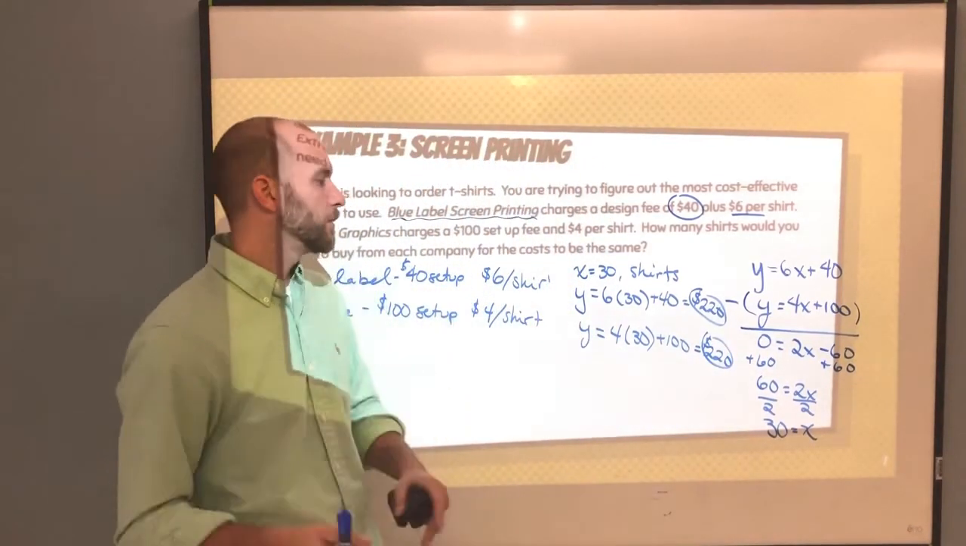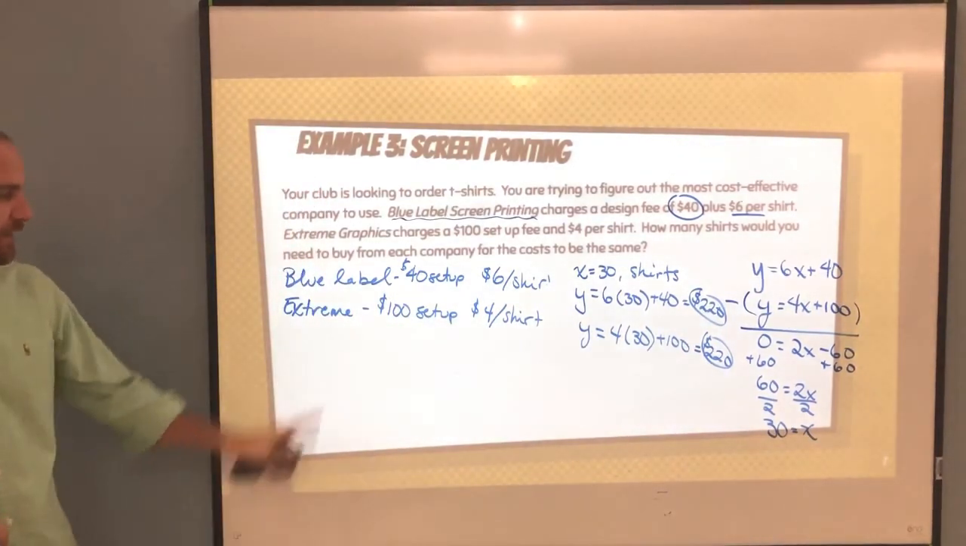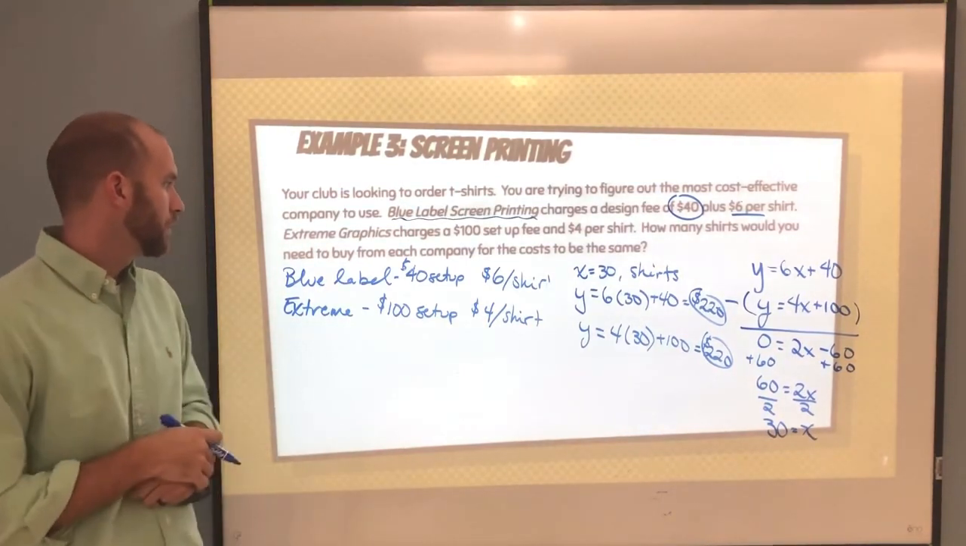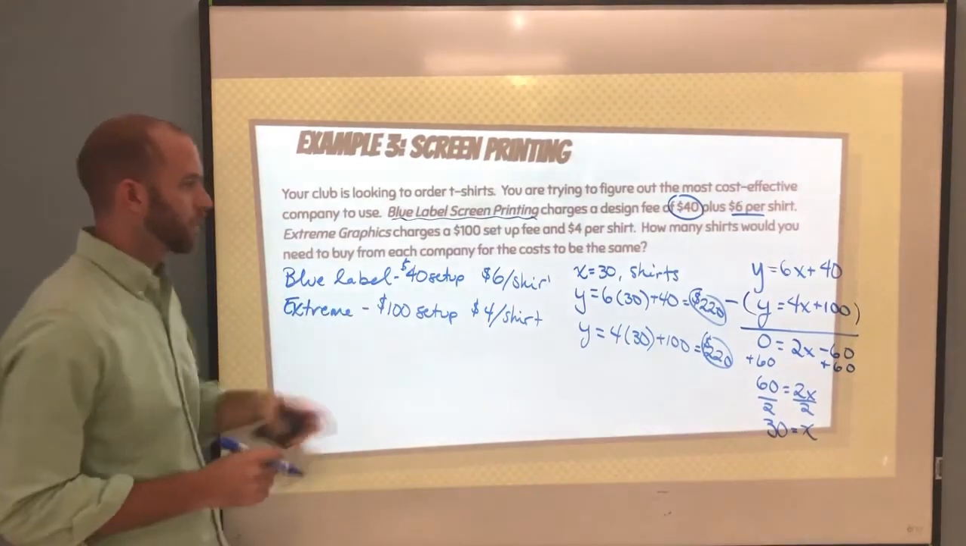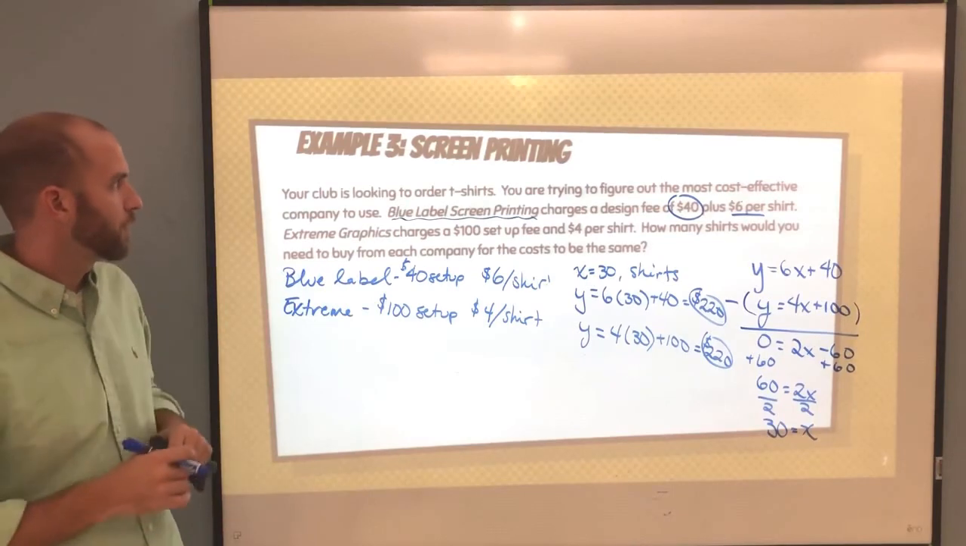Think for a second, if your club is buying more than 30 shirts, who are you going to go with? I think Extreme Graphics would be the way to go. And if you're buying fewer than 30 shirts, probably go with Blue Label. The cheaper setup cost would be the way to go there, right?